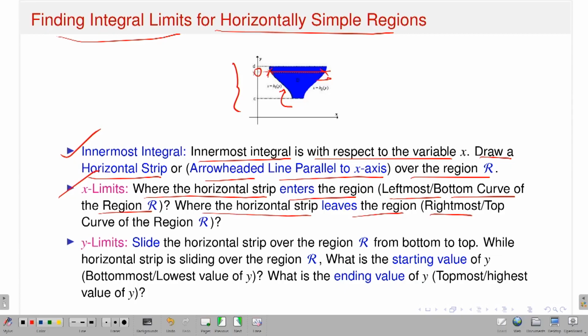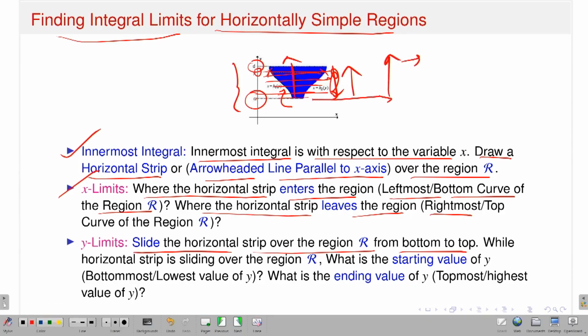And then you have to perform the y limits, that means you have to come from this way. That means you have to go either from C to D or D to C. I think C to D is better. So first you have to draw a horizontal line and then you vary it to cover the full region. That means it starts from this horizontal line at the point C and it leaves the region at the point D. So here I have written: slide the horizontal strip over the region R from bottom to top. This is the bottom and go to the top.